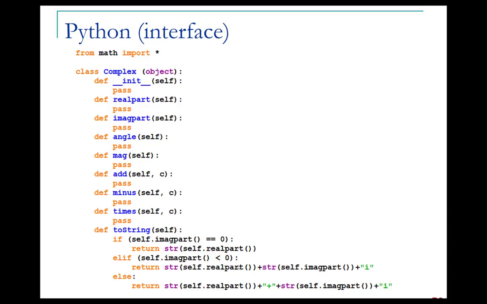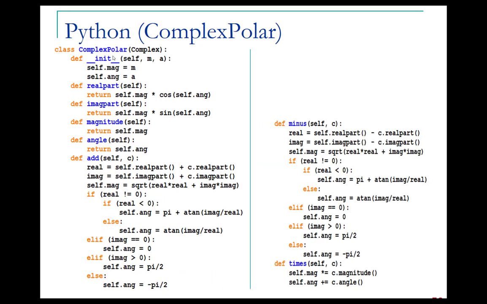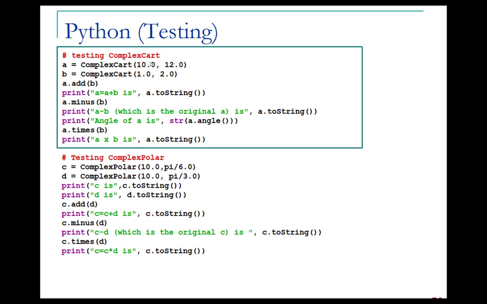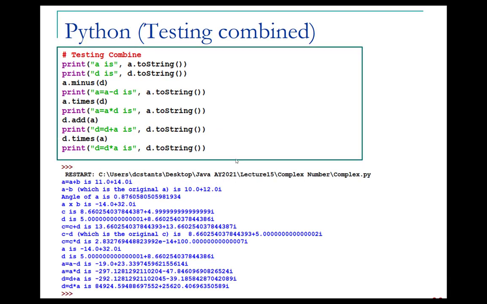Here is the complex number implemented in the Cartesian coordinate. Here is the implementation in polar coordinate. Here is the testing: test of the complex number in Cartesian coordinate, test of the complex number in the polar coordinate, and test of the combination of the two. You can mix: A is Cartesian, and you can subtract from it D, which is the polar coordinate.